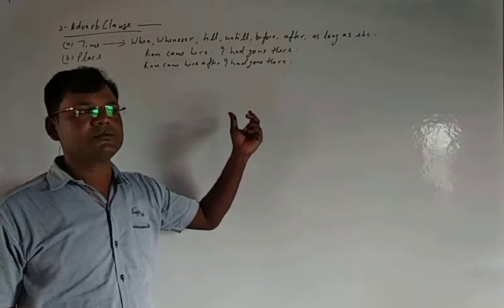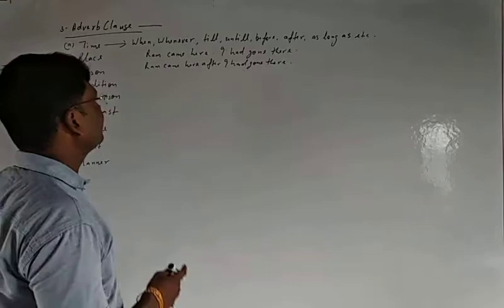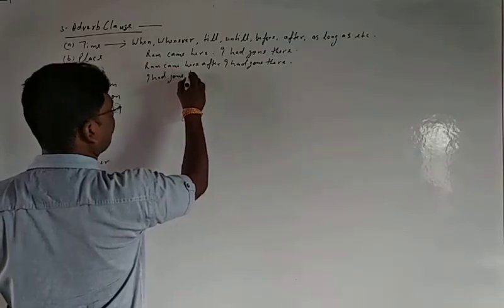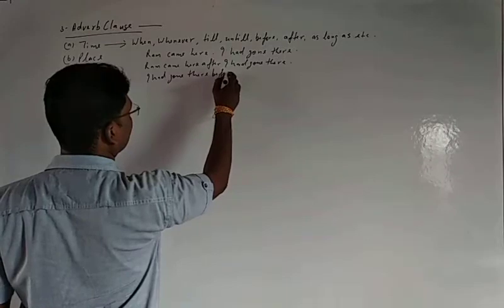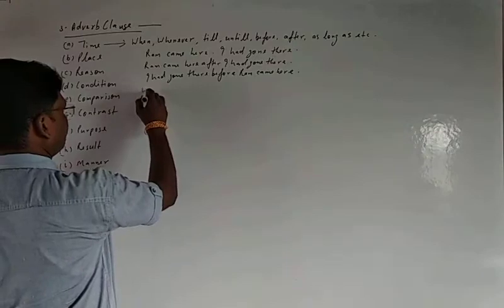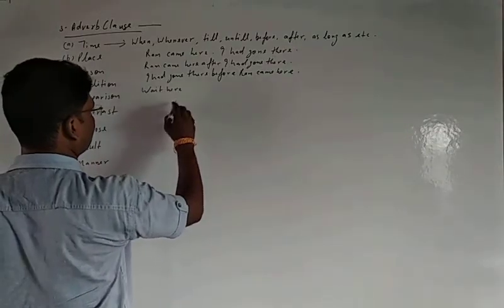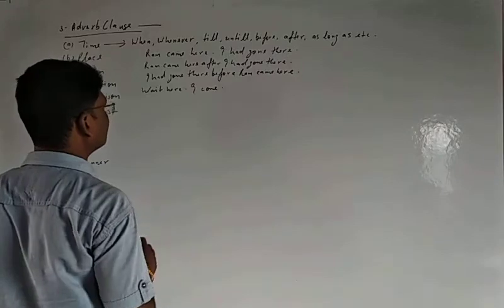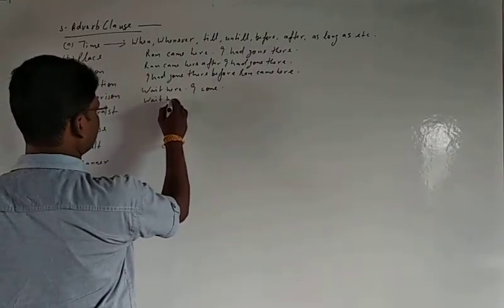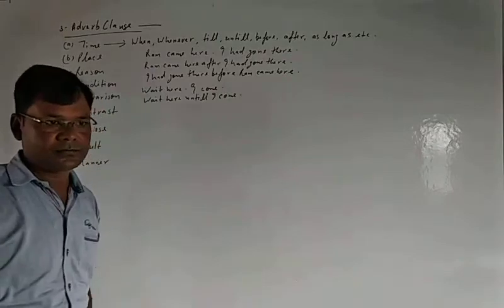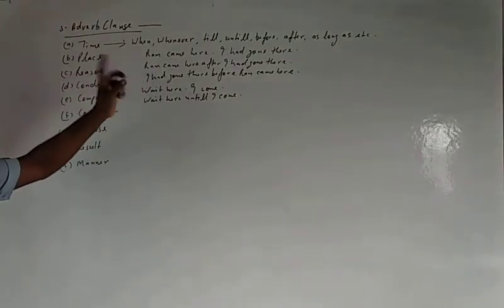If we want to use before in the same sentence, how will it be done? Then, I had gone there before Ram came here. Next example, wait here, I come. Wait here until I come. This is also an example of time in adverb class. Clear?